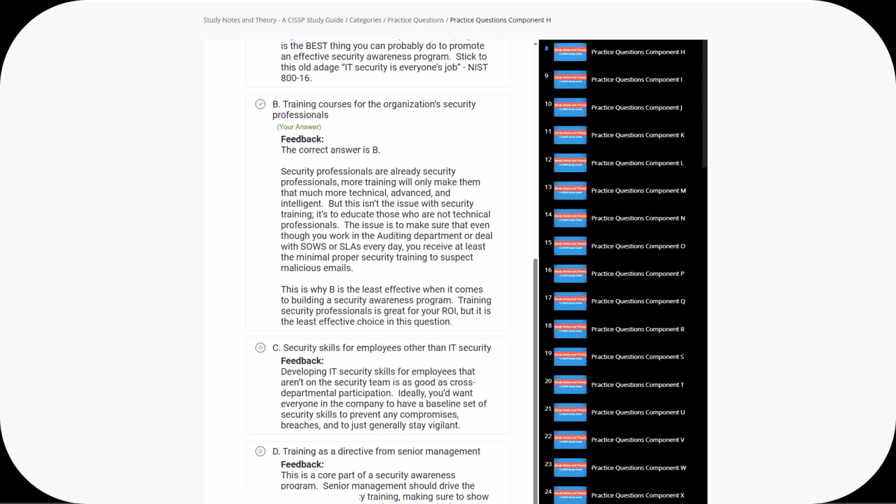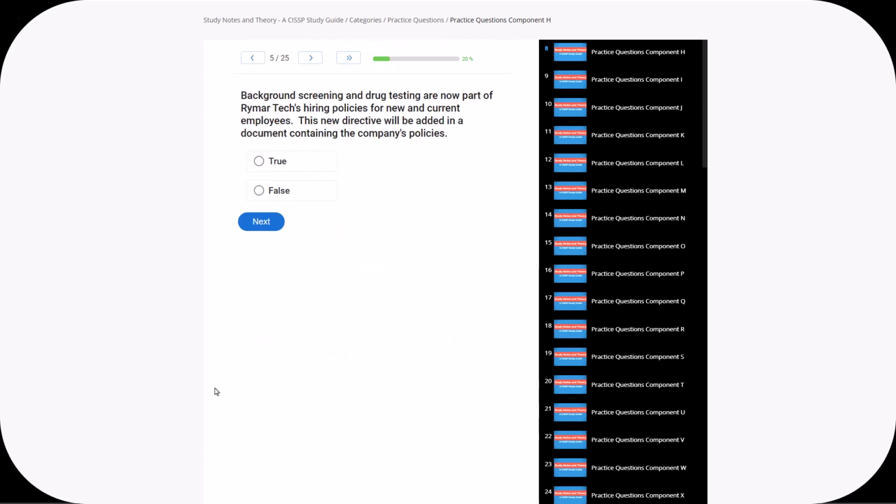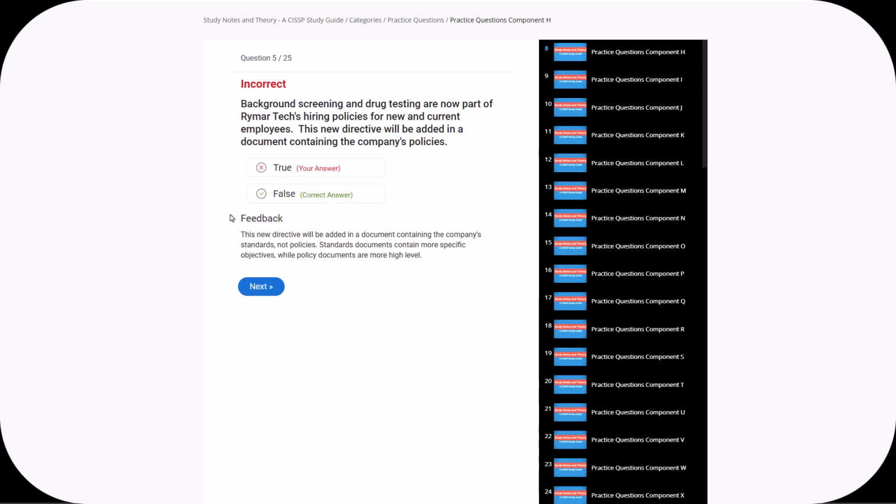What's the next question? The next question is, background screening and drug testing are now part of Rymartech's hiring policies for new and current employees, okay? The new directive will be added in a document containing the company's policies. I'm going to say that is true. If you're going to have background screening and drug testing, you're going to have to let the employees know that. And the only way to know that is through a policy. So I'm going with true.